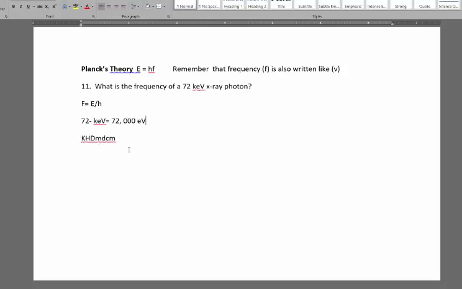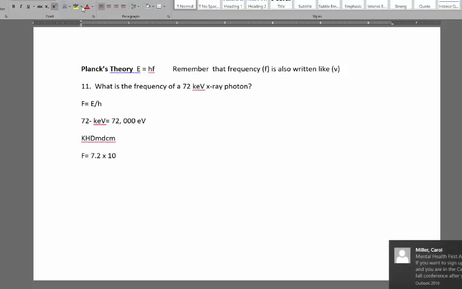Now we can go ahead and work our problem. So frequency equals our energy, which we have to put in scientific notation, which is 7.2 times 10 to, and then we have to count the spaces, 1, 2, 3, 4. We have a positive number, so that's going to be 10 to the 4th. And then we are going to divide it by Planck's constant, which is 4.15 times 10 to the -15th.